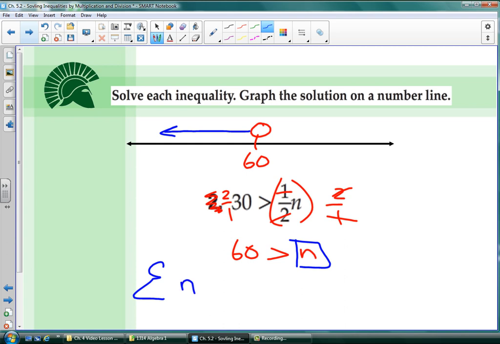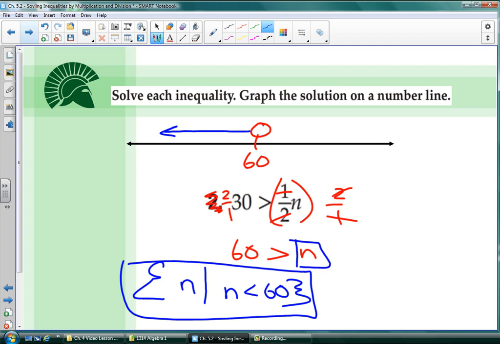In set builder notation, we use our fancy bracket. N is the variable we're using, such that n is less than 60. You could have written it the way up there, but I wanted to write it in the other direction. It doesn't really matter. Okay? You need to understand that both this and this are the same thing, as long as the alligator eats the bigger number in both cases and it's the same number.